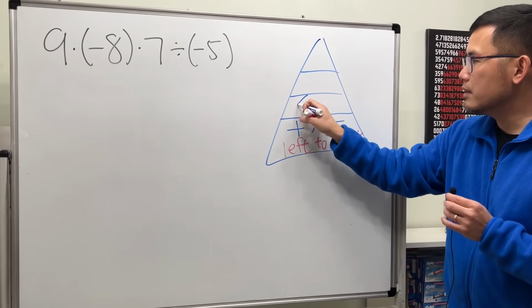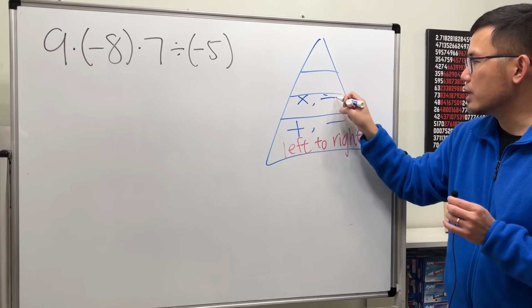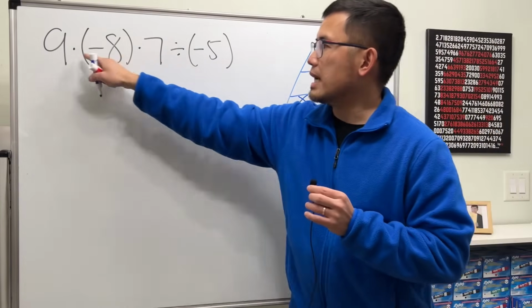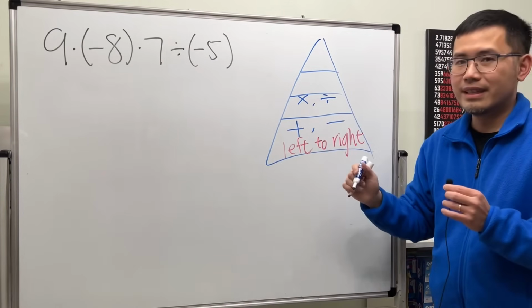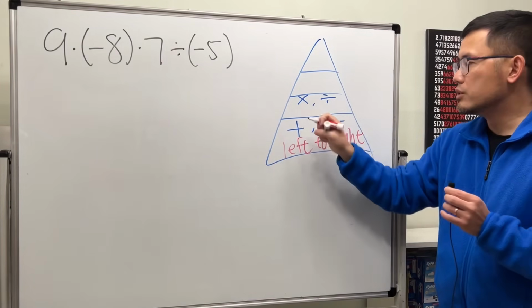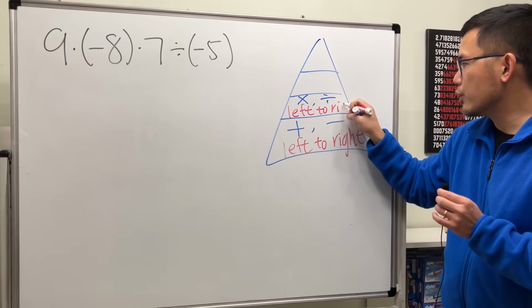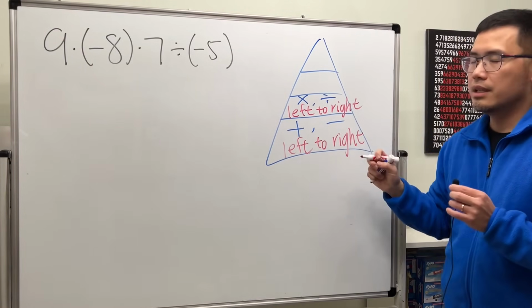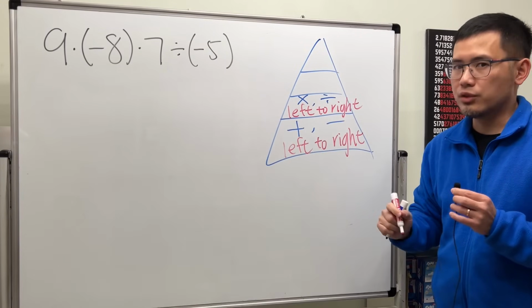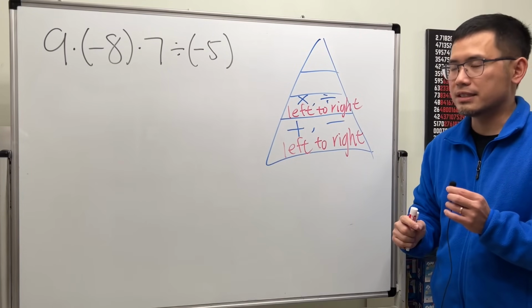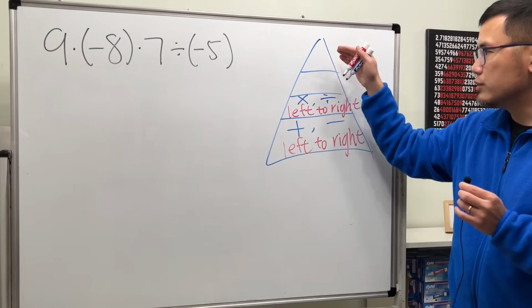Next, right here, we have multiplication and also division. Right here, we use dots for multiplication. And again, they are on the same level, so we are going to proceed from left to right. It's not always the multiplication first though. Let me just emphasize that. And then let me just finish this right here.